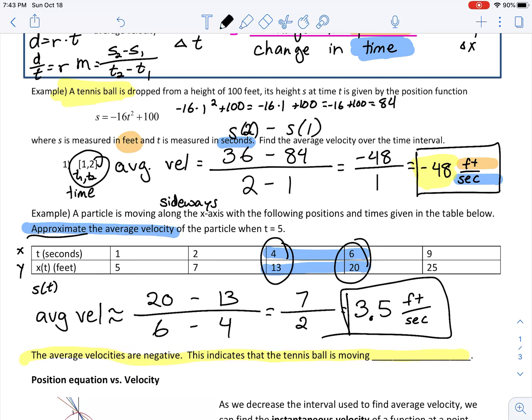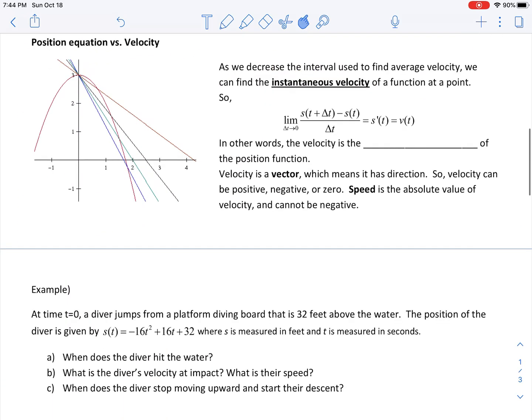We did talk about this. The tennis ball is moving downward. So if you have a negative velocity, that means downward direction, and positive velocity would be moving upward. That's right. All right. Okay.